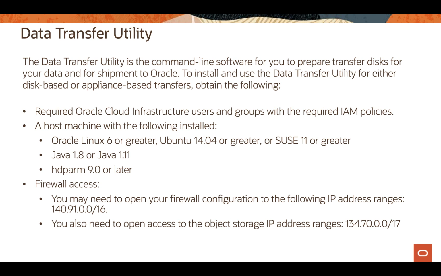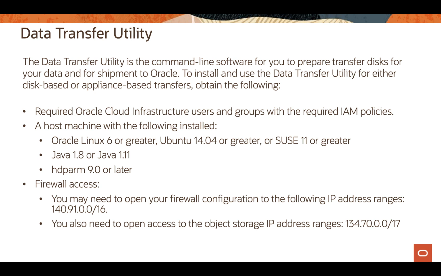So how do you actually put the encryption on the disk, right? Using the data transfer utility, that's a command line tool or software that you can install on your machine. That's going to help you prepare the transfer disk and prepare all the encrypted data for the shipment, and then you can send that over to OCI. There are a few requirements here in terms of the operating system you can install that on, and the Java version as well. So I highly recommend you use a virtual machine just to have this data transfer utility installed.